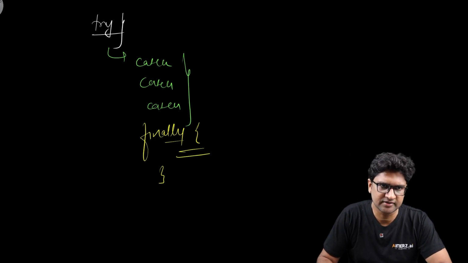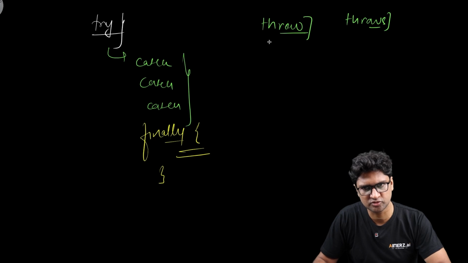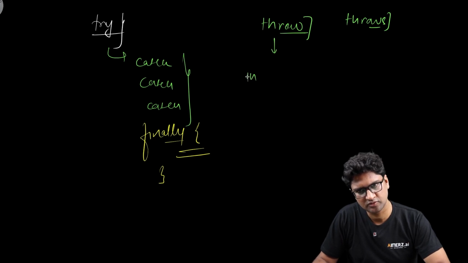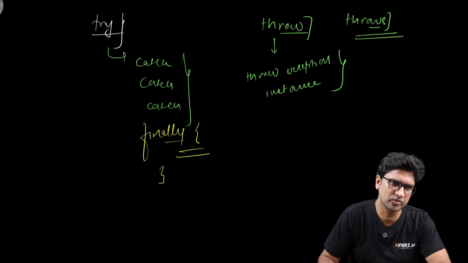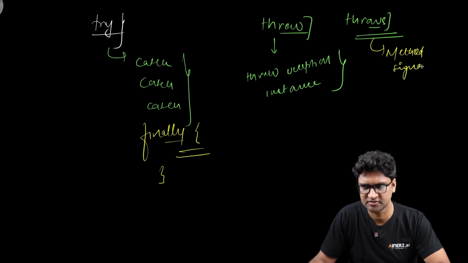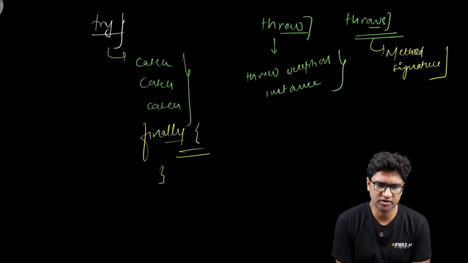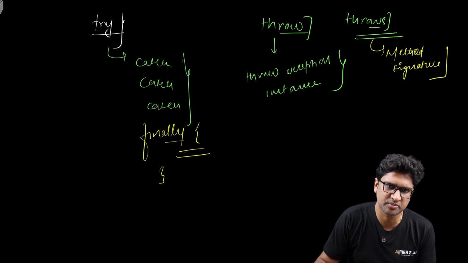Then we saw that if I have to throw something, I make use of throw, and then throws is used in the method. So throw is used to throw an exception instance. And throws is basically used in the method signature. Fair enough. Now since we've understood all these things, let's talk about how exception propagation happens.